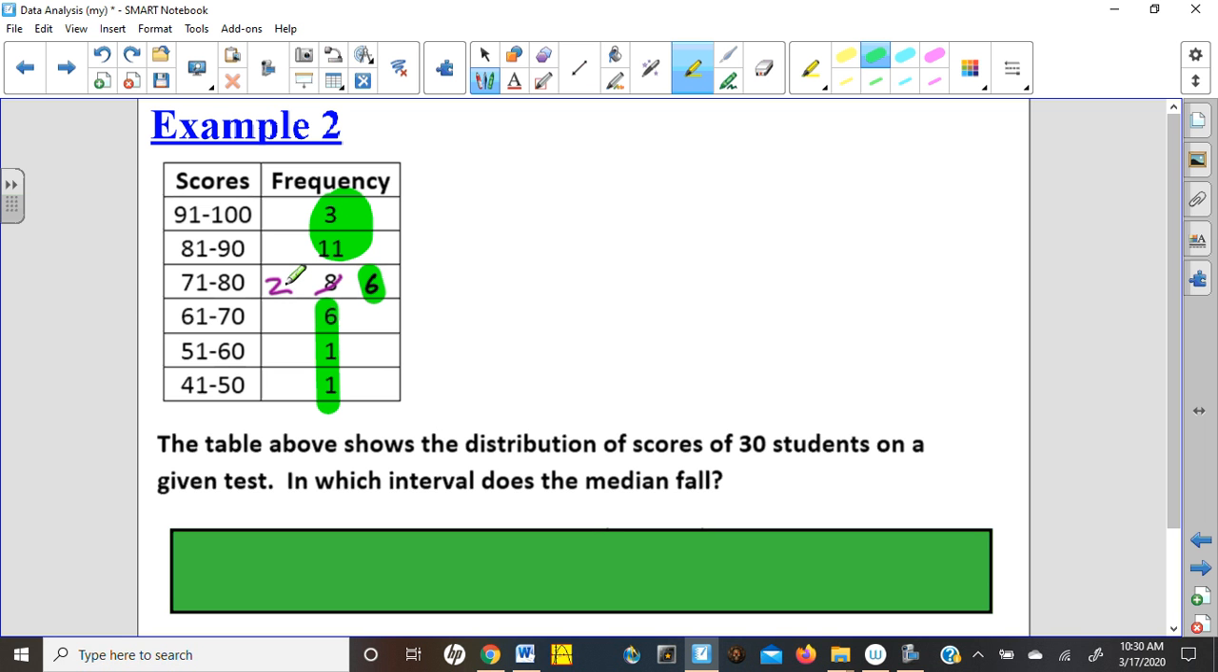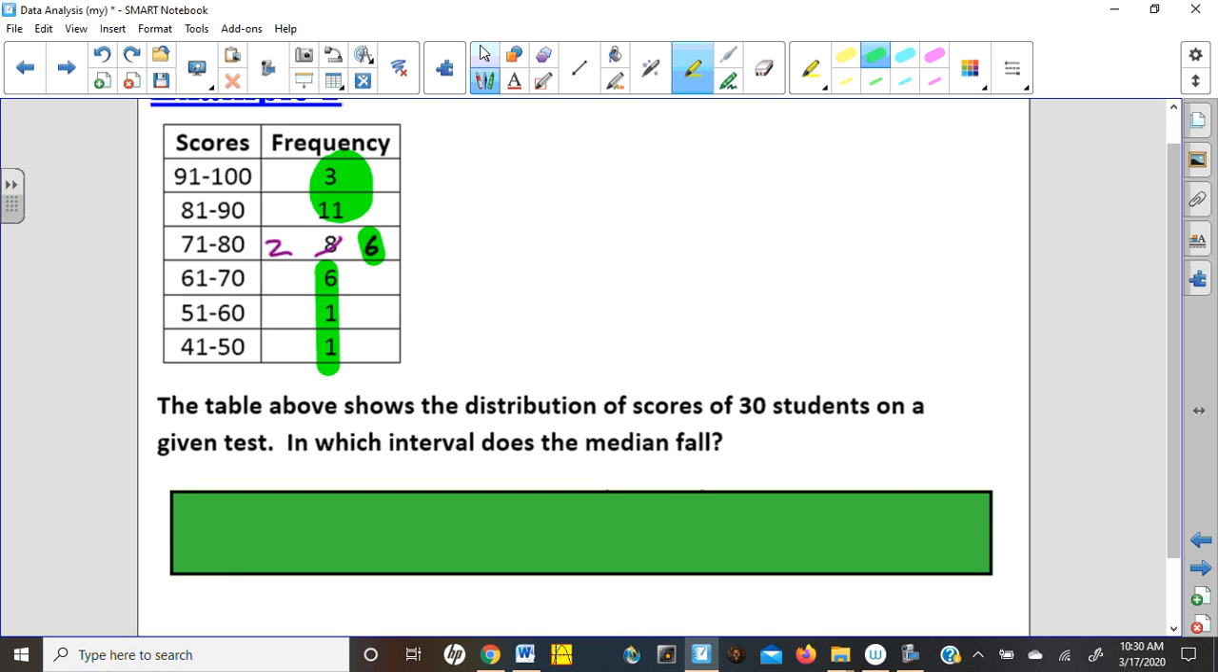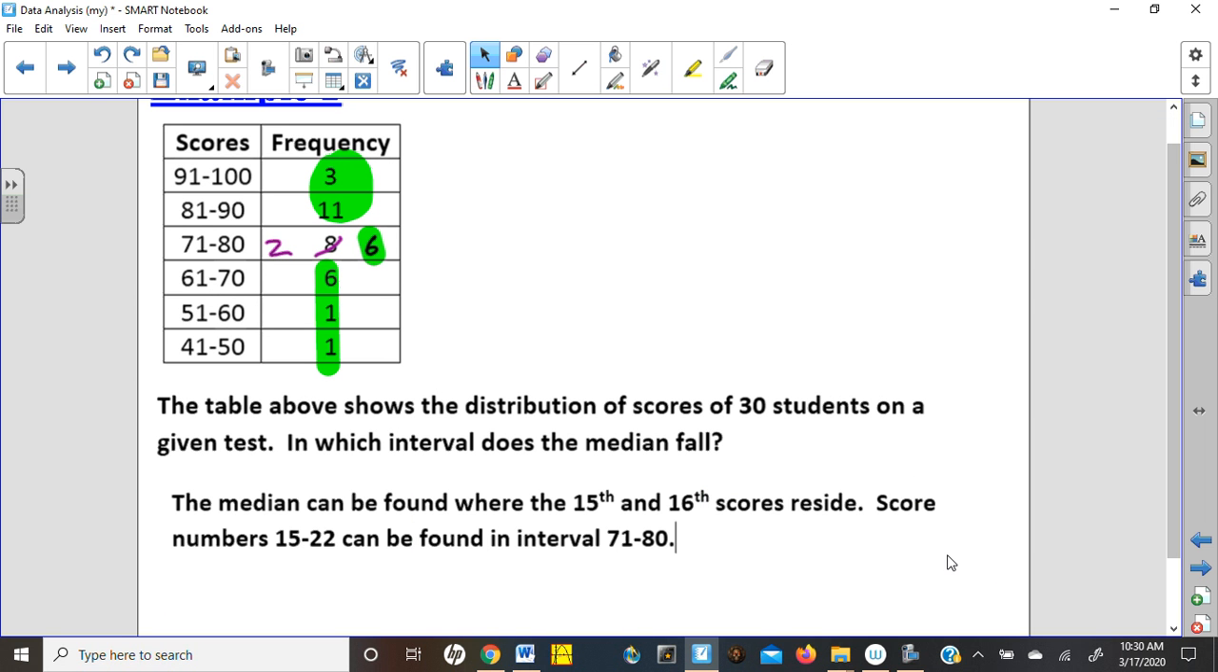So that tells me that the median will have to fall somewhere between 71 and 80. Most likely because those are the 2 higher scores from that range, probably closer to 80, but we don't know that for sure. We just know that it would have to be between 71 and 80. And you can read over that written explanation, but that's pretty much what we just talked through. So that's how you would do this problem.